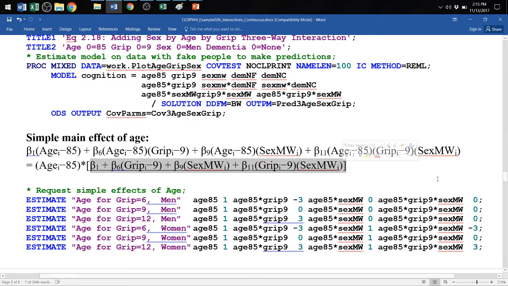So if I want grip strength of 6, I fill in a -3 everywhere that I see grip 9 in this line. Likewise, if I want men, I fill in a 0 everywhere that I see men. So I've got a -3 here, I've got a 0 here, and what is -3 times 0? 0.